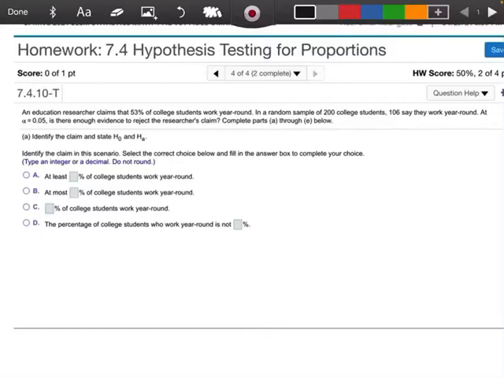Okay, so the problem here says an education researcher claims that 53% of college students work year-round. Okay, so their claim is that P is equal to 0.53, right? All right. Let's see. In a random sample of 200 college students, so my N is 200, 106 say they work year-round. At alpha is 0.05. Is there enough evidence to reject the research claim?